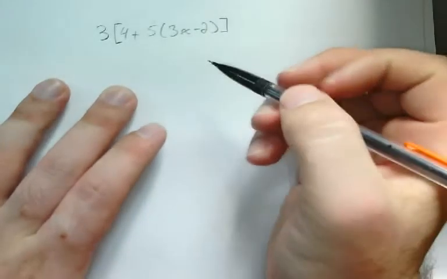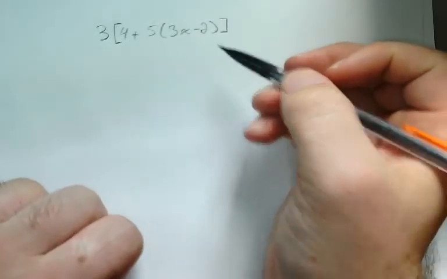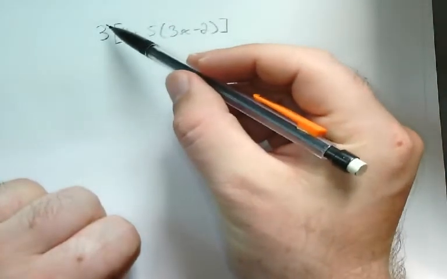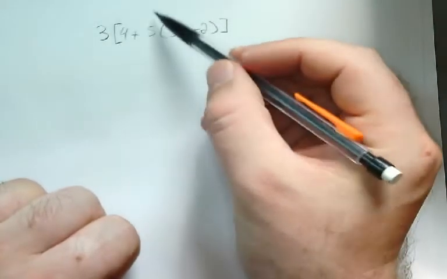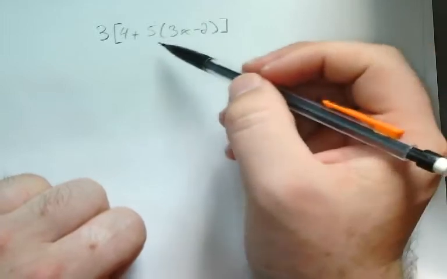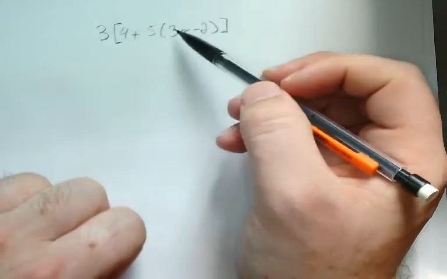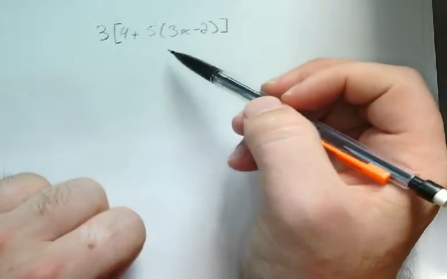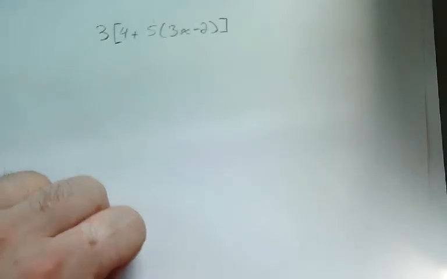Okay, class, in our last video we covered the distributive property, which means whenever something is on the outside of a parentheses or a bracket, you multiply it by everything inside. But what if we have two sets of parentheses with multiple distributions? Which one do you think we're going to do first?